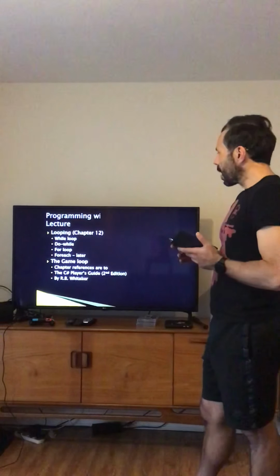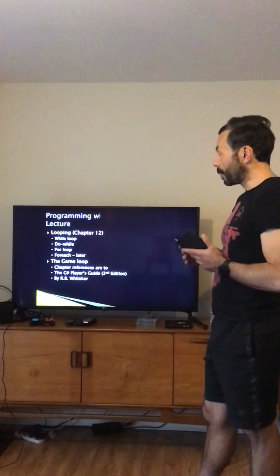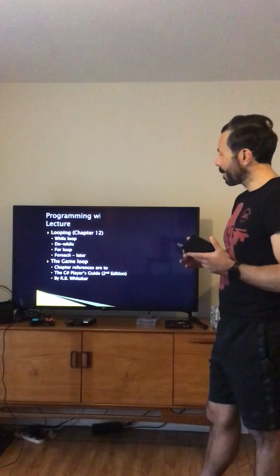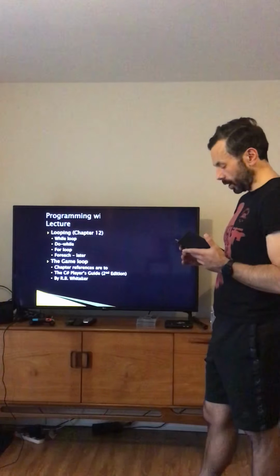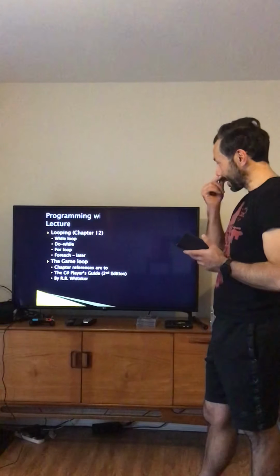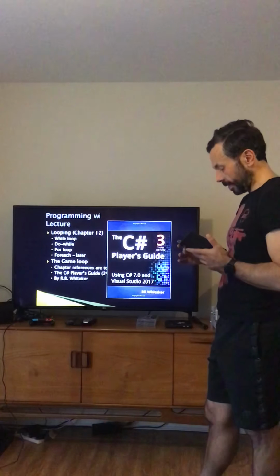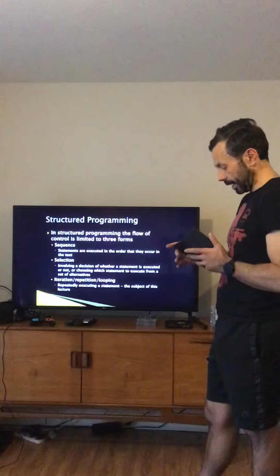So today we're looking at looping, which is chapter 12 of the book. So read all of that. We've got the while loop, the do while, the for loop, and for each will come later. We'll then have a look at the game loop as well. And it's really in this book, chapter 12.